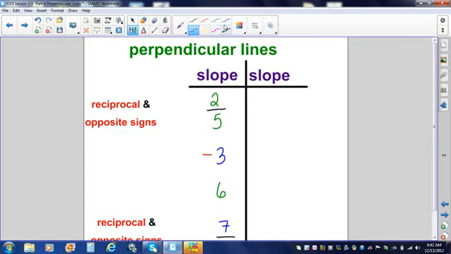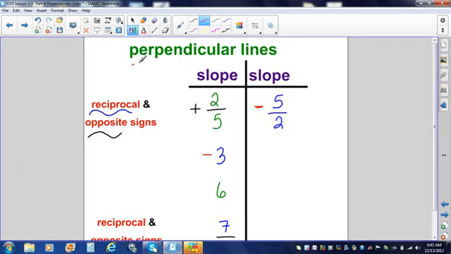If I want to know the slope of a perpendicular line to 2 over 5, first thing I have to do is the reciprocal. The reciprocal of 2 over 5 is 5 over 2. I flip the fraction. Now, they have opposite signs. This was positive, so if they're perpendicular, opposite signs, this one is going to have to be negative.